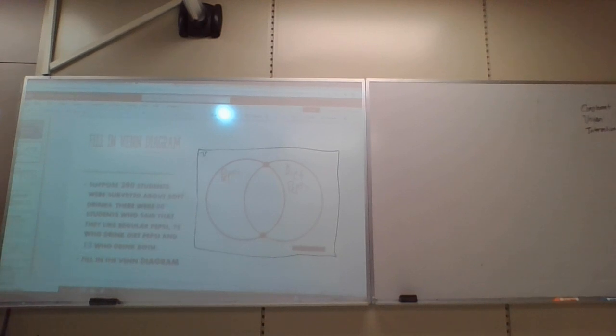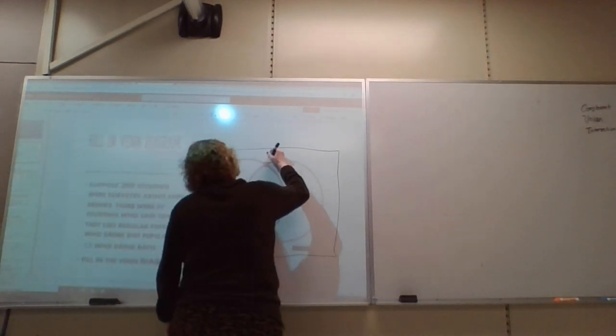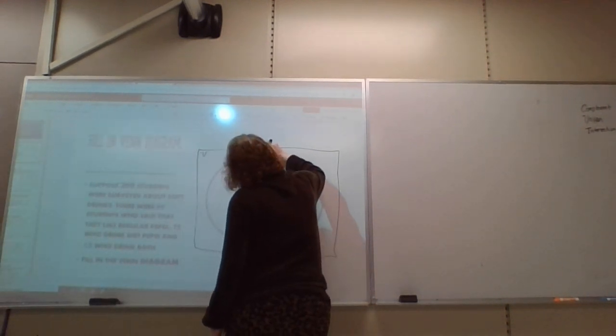Sometimes when you're reading these problems you have to take it backwards. So let's look here. There are 200 surveyed. There are 90 students who said they like regular Pepsi, 75 said they like Diet Pepsi, and 13 like both. So let's start from the bottom. 13 like both. What they have in common, by the way, is your intersection.